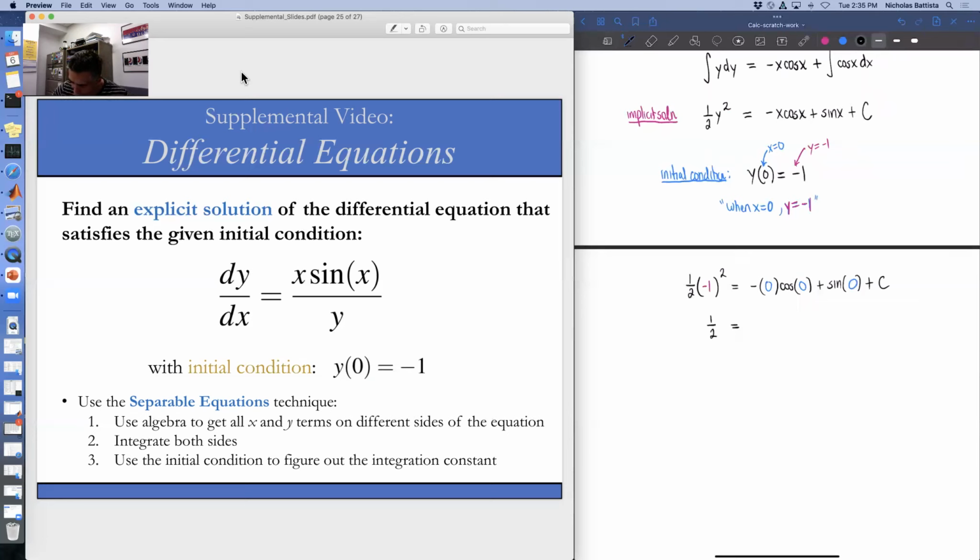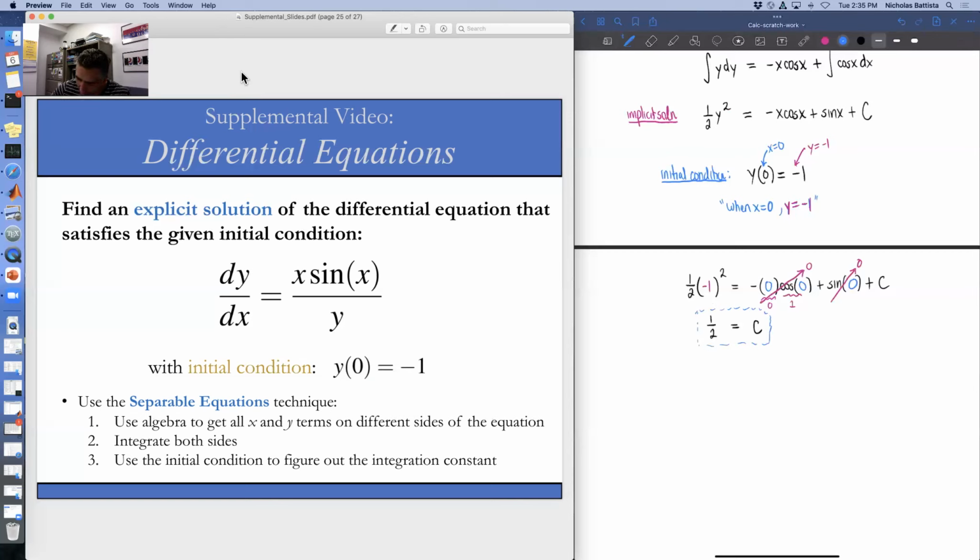On the right-hand side, well, we have 0 times a cosine of 0. So 0, of course, is 0. Cosine of 0, well, we can write that as 1 just for some practice. But that all together just gives us a 0. Sine of 0 is also 0. So the right-hand side just gives us a c. So at this junction, we know what the integration constant is equal to. In this problem, it's equal to 1/2.